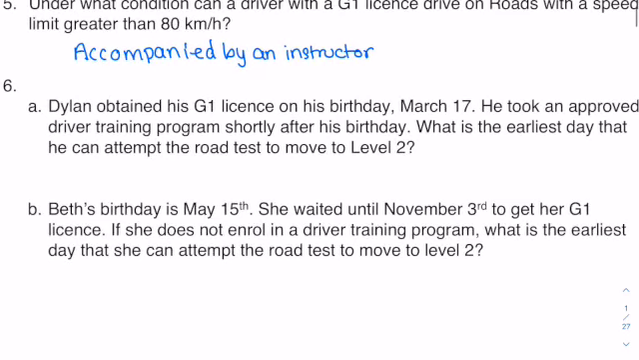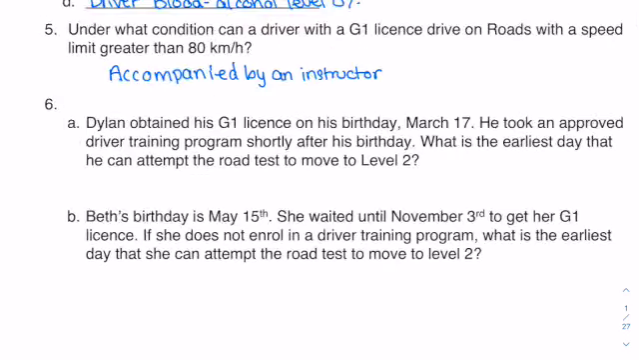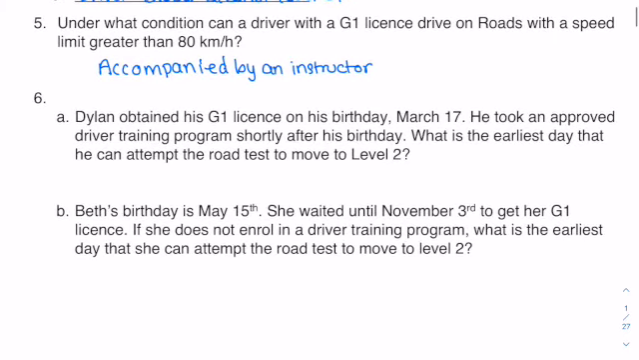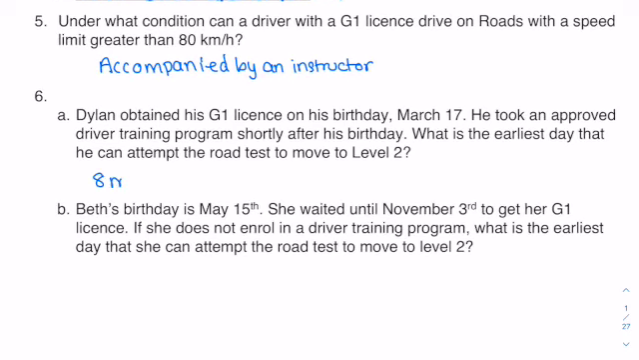All right, number 6, Dylan obtained his G1 license on his birthday, March 17th. He took an approved driver training program shortly after his birthday. What is the earliest date he can attempt the G2 test? And that is 8 months later, on November 17th.